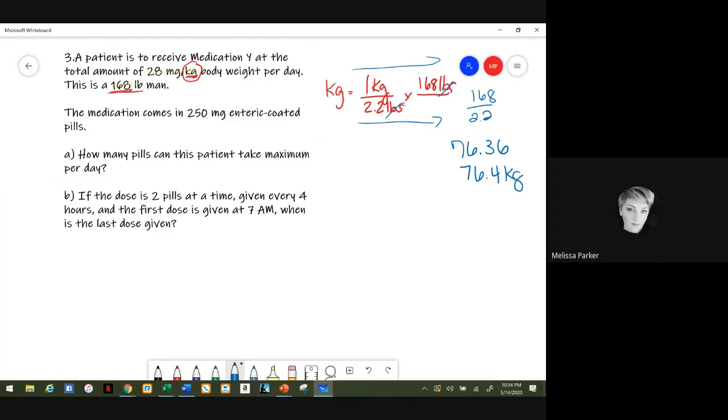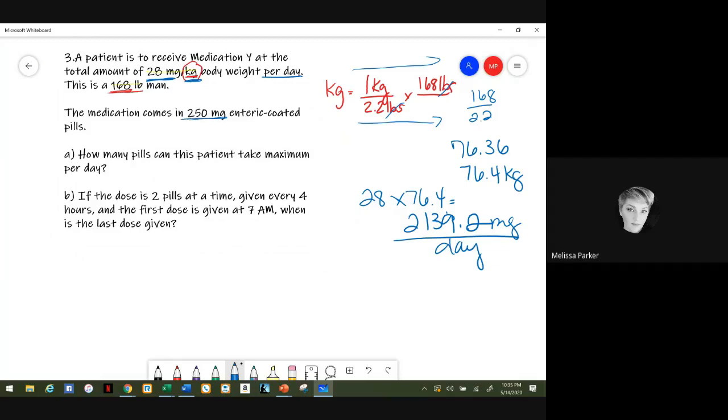So now we know how much the patient weighs. So remember, every kilogram that the patient weighs, they're going to get 28 milligrams. Okay, so we're going to take 28, we're going to multiply that by 76.4. And you get, hold on, that's not right, 28 times 76.4, you get 2,139.2 milligrams per day. It says per day right here.